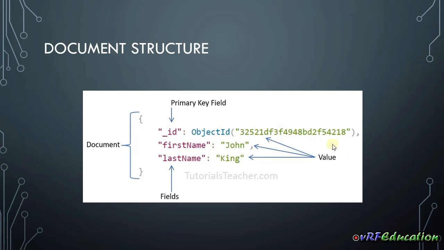And then each field is separated from the other ones using a comma. So we don't need to use a comma for the last one. And a collection can have multiple such documents separated by comma. Okay, and they are not forced to have the same schema. We will see it very soon.